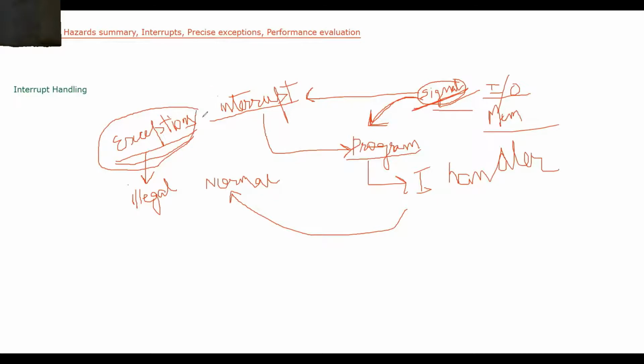So what is the difference between an interrupt and an exception? An interrupt is a signal from an input output device. Okay, and based on this signal we have to run some program.